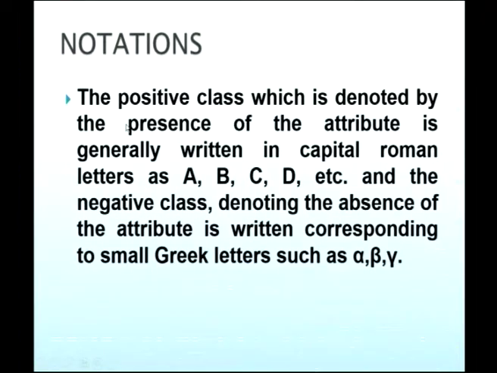So the positive class which is denoted by the presence of the attribute is generally written in capital Roman letters as A, B, C, D, etc. A, B, C, D represent the possession of an attribute A, B, C, D respectively. And the negative class represents the absence of the attribute and it is written in the Greek letters as alpha, beta, gamma, etc. A means possession and the corresponding non-possession of the attribute is represented as alpha.